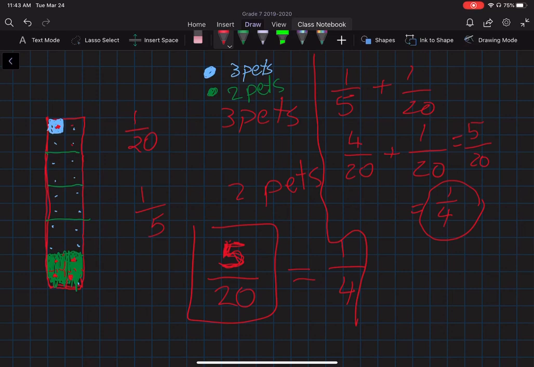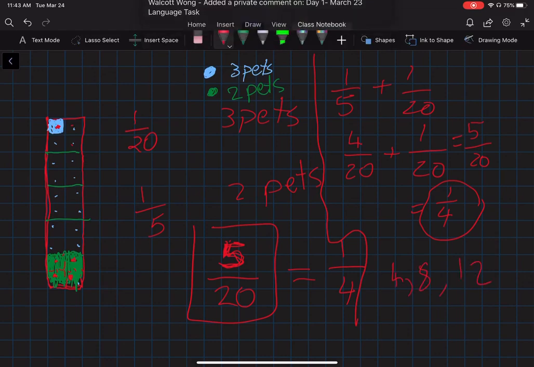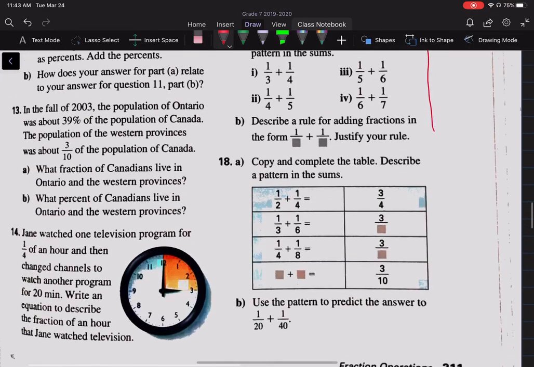So if my class is 4 people, if my class is 8 people, if my class is 12 people, they're all correct answers. So 4, 8, 12. Why? Because they're all numbers that are divisible by 4, which means I can make them into 4 groups, and I can pick that one group and say, okay, that 1 over 4 group is the people with 2 or 3 pets, right? So this is what they're getting at in this question.